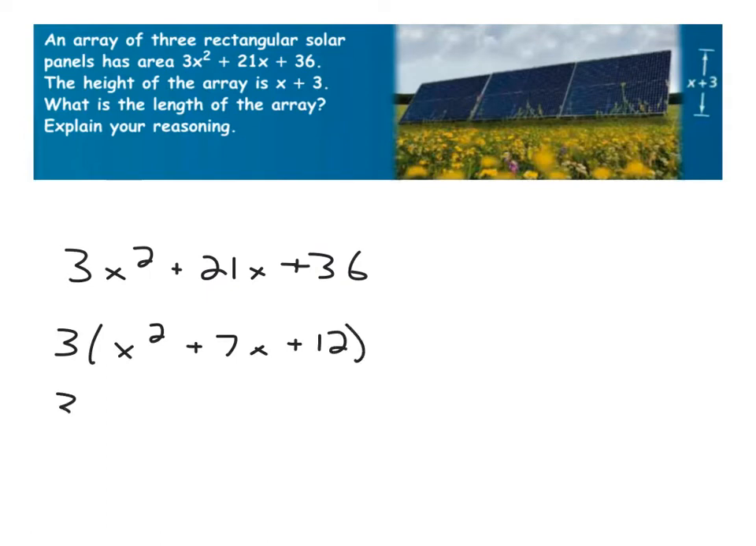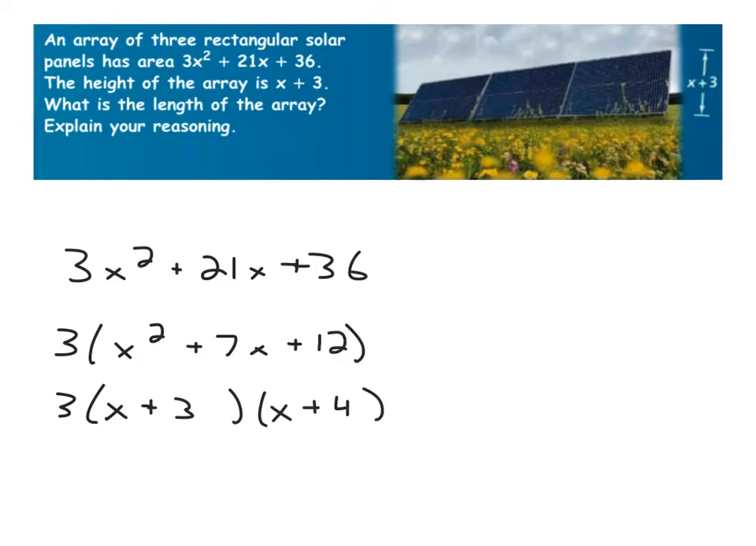Of course, that 3 will have to stay in front, but now we can break it down into the 2 binomials that make it. They already told us one of them: the height was x plus 3. So we simply need to figure out the other one. Since we already factored the 3 out front, we're breaking just this down, and with an x squared it's going to be x times x. We need a number that multiplies with positive 3 to give positive 12, and that's positive 4, and that's factored.